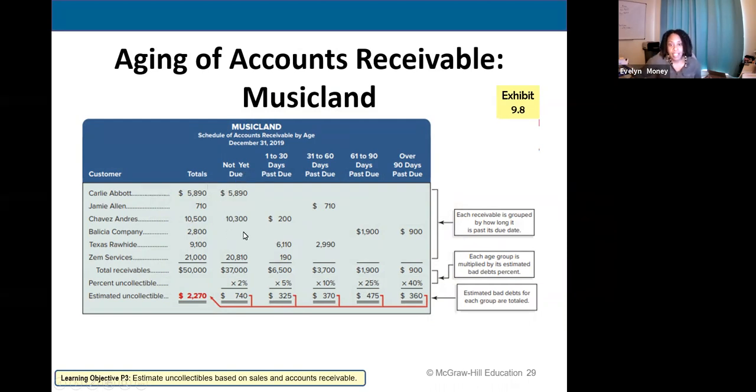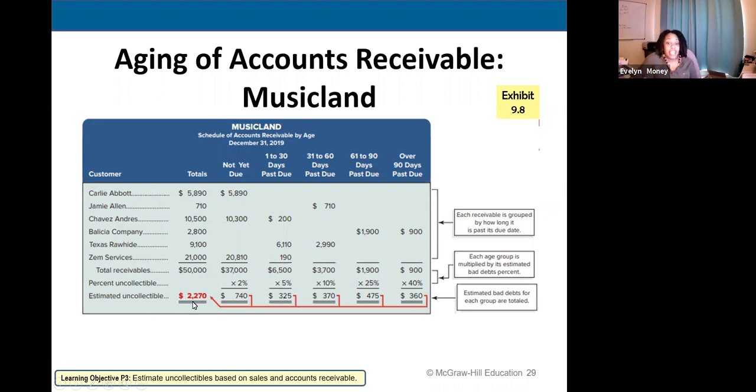They're going to tell you the balances of all of these groups based on how long they've been outstanding, and you will be told the percentage of uncollectability. In the real world, you're keeping track of what customer owes you and how long their debt has been outstanding, so you will be able to find or produce an aging of accounts receivable schedule. Now, once you find the total receivables for each group, you're going to multiply it times the percentage of bad debt, and then you will add all of your numbers together.